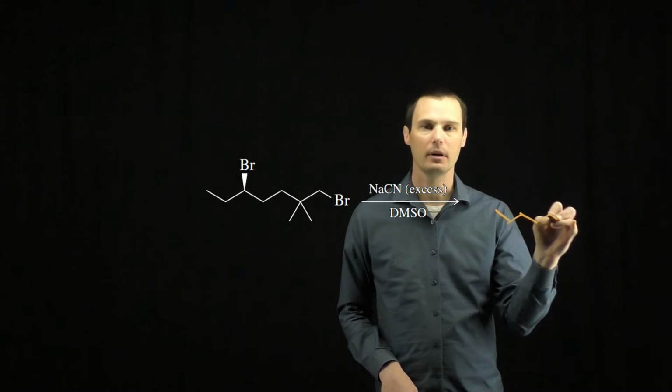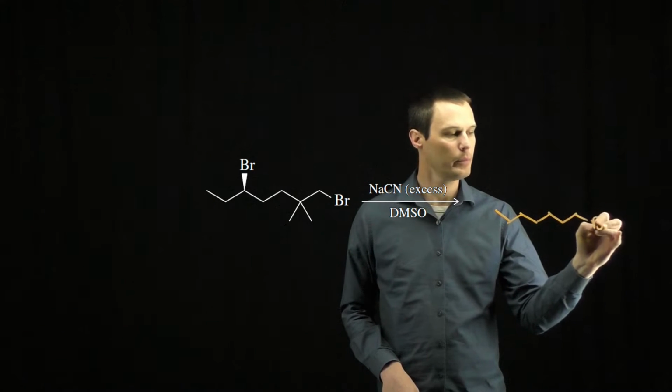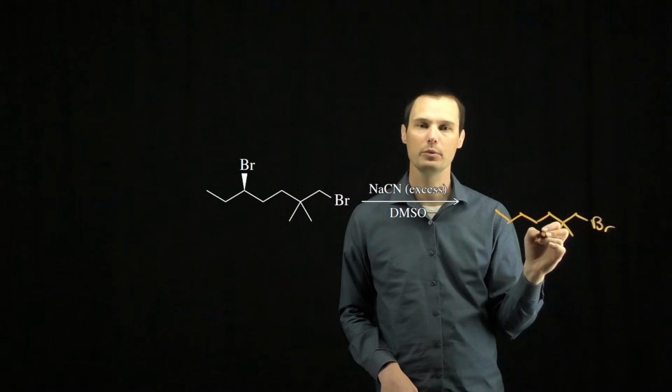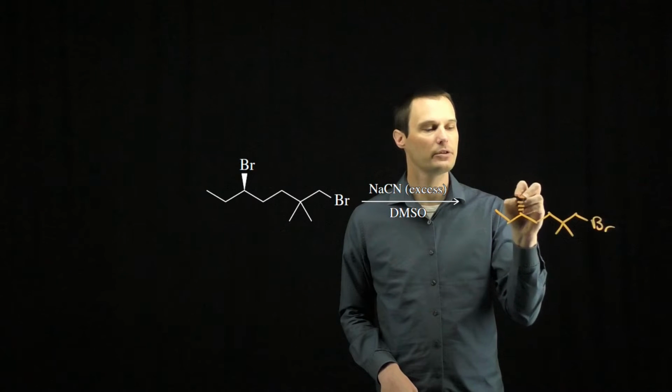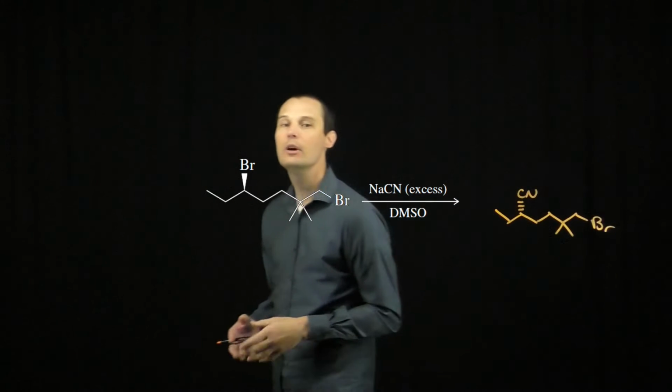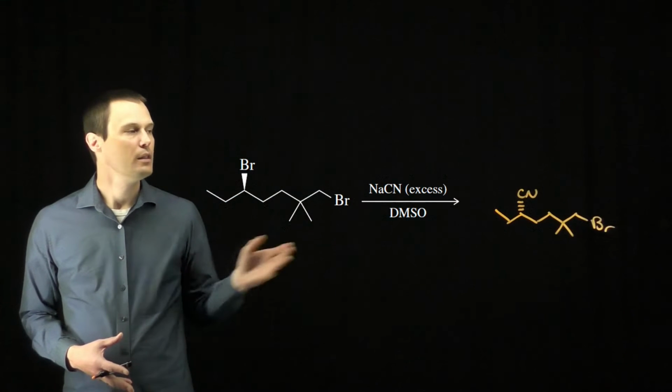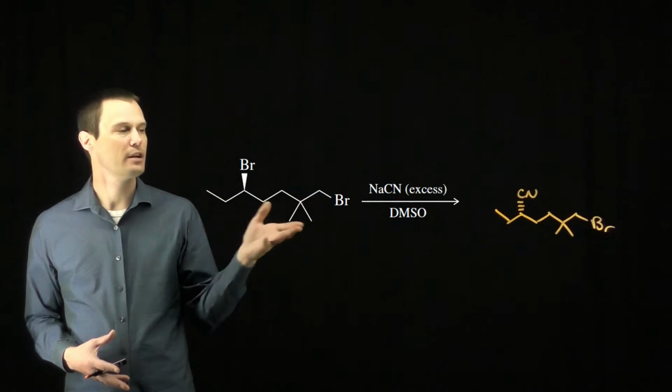So let's make sure we get all of our carbons in this molecule. The primary bromide will still be here, the two methyl groups will still be here, and the SN2 reaction will take place at the secondary position with inversion of stereochemistry. This is the product when this reagent is reacted with excess of cyanide.